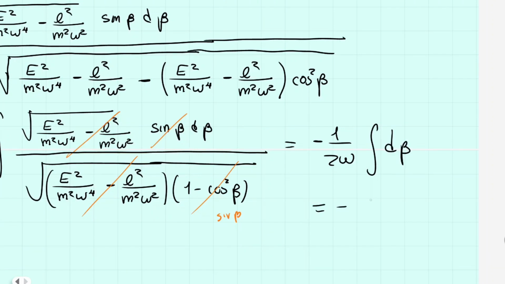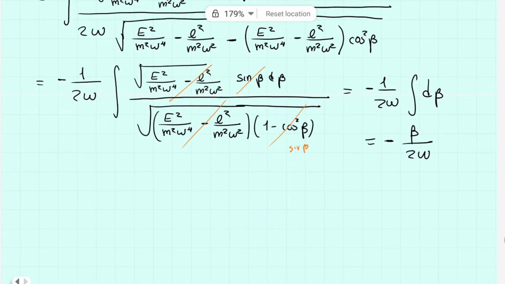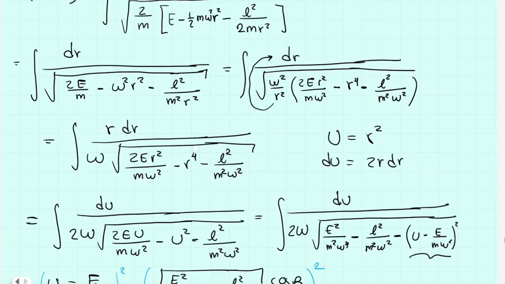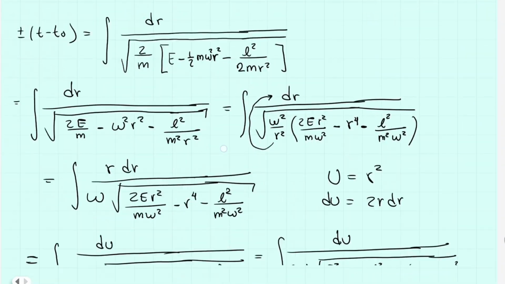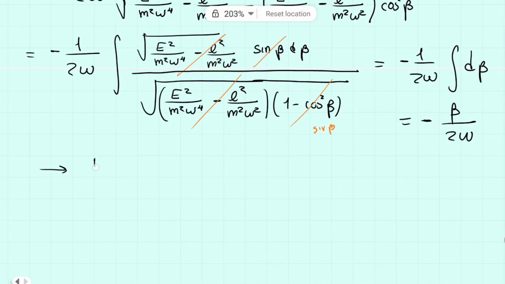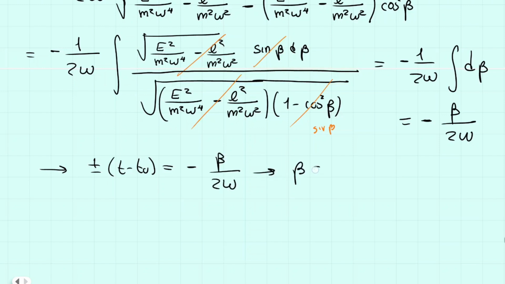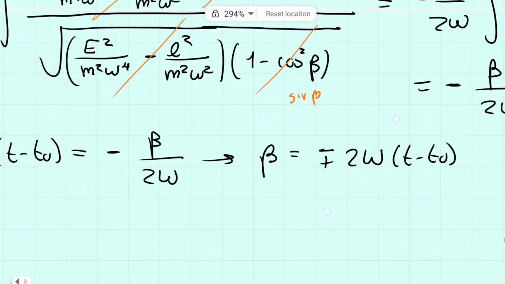So this is again, well, minus beta over 2 omega. But remember that we mentioned at the beginning of this integral that this is equal to plus minus t0. So plus minus t minus t0 is going to be equal to negative beta over 2 omega. So beta is equal to minus plus 2 omega times t minus t0. But again, remember that we are going to take this into a cosine, so the sign will not matter.